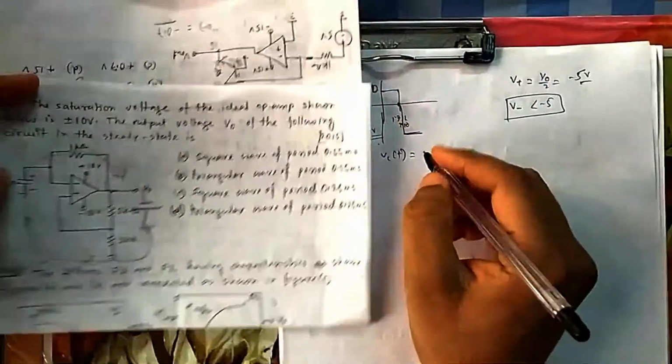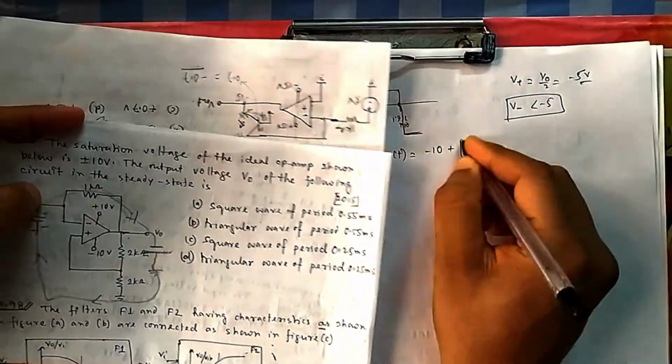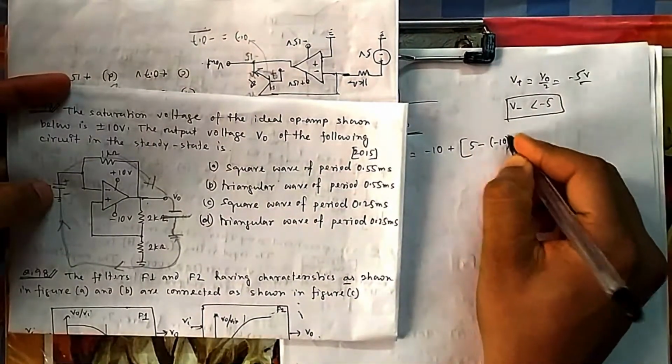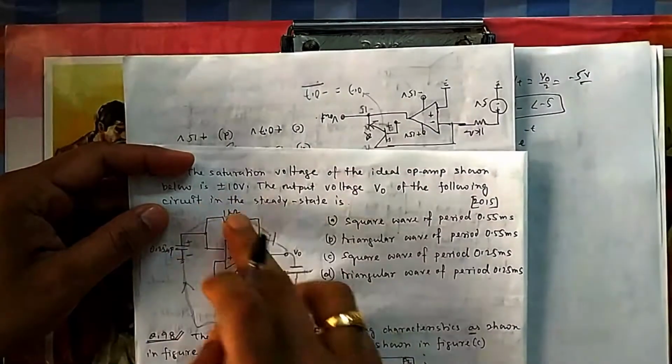So it will be minus 10. So this is the final. What is initial? Initially it was at plus 5 volt. What is final? That is minus 10. E to the power minus t by RC is again the same line, same path. So R and C remain the same.